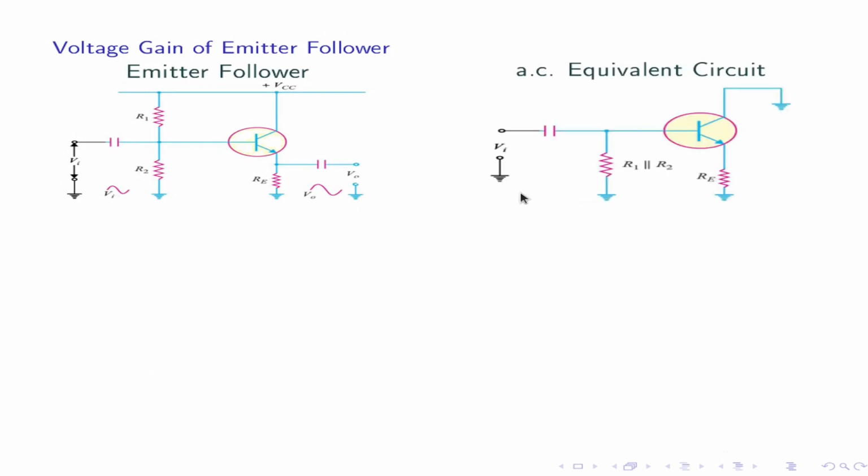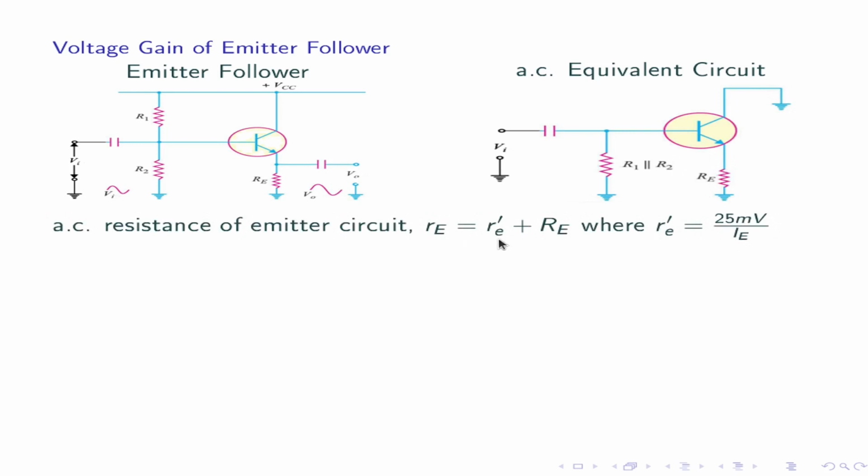Voltage gain of emitter follower. This is the emitter follower. The AC equivalent circuit of emitter follower is this one. The VCC is grounded. Thus it is also a common collector configuration. Here the AC resistance of emitter circuit is RE prime plus RE. RE is the emitter resistance. RE prime is equal to 25 millivolt by IE. IE is the emitter current. 25 millivolt is the thermal voltage produced at this junction at room temperature.